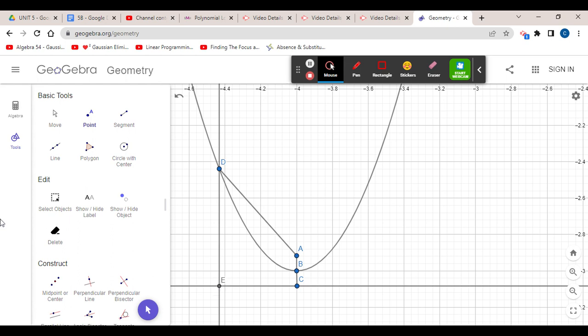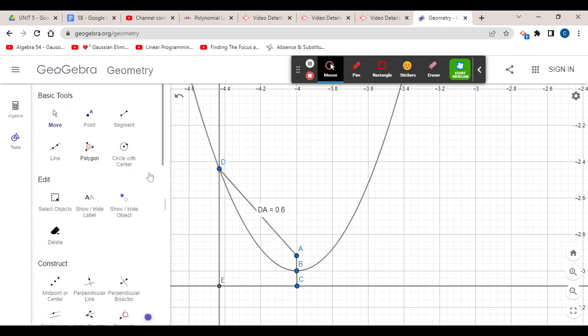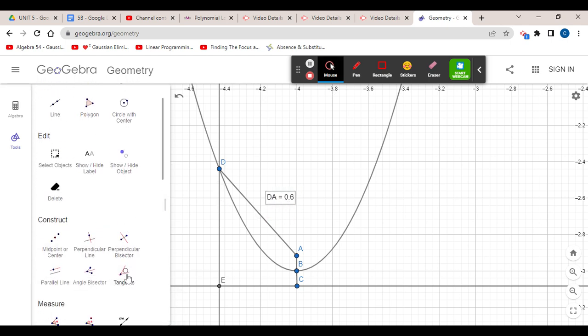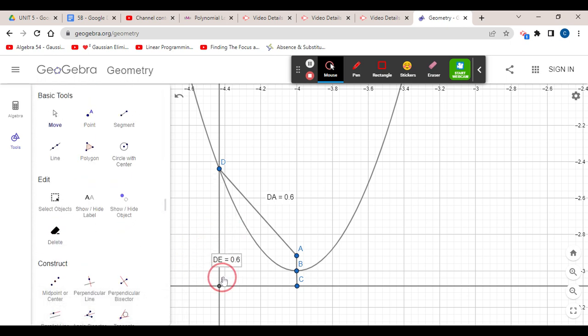Well, let's check this out. So we go here to distance or length. DA has a distance of 0.6. DE, hit the distance thing, and then DE. DE has a distance of 0.6. So we see our point D, which is a point on the graph, has the same distance to A, our focus, as it does to our directrix line down there.